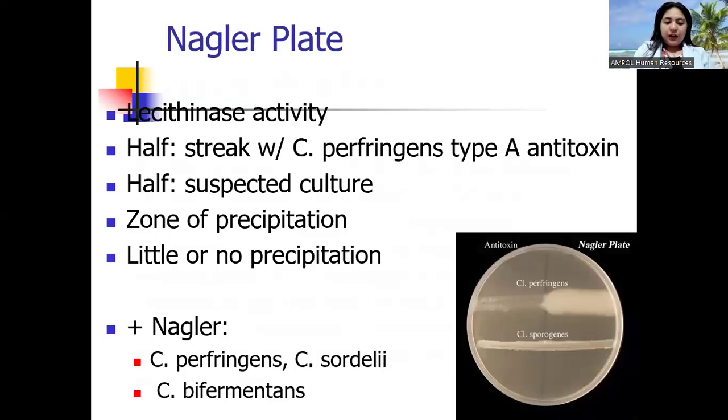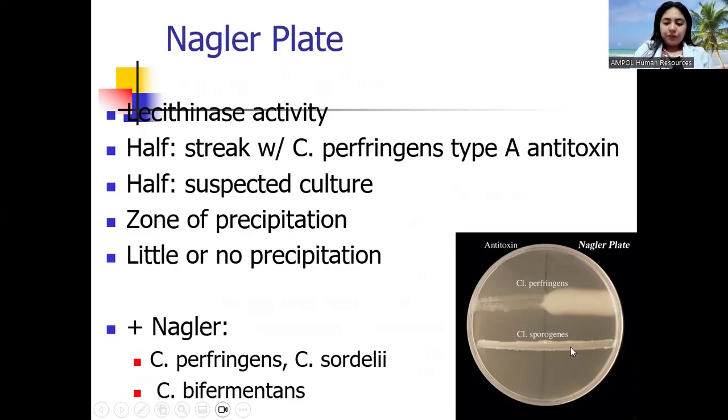So, Nagler reaction. Okay, assignment ninyo. Streak half with Clostridium perfringens and streak the other half with type A antitoxin. Okay? Zone of precipitation or little or no precipitation.